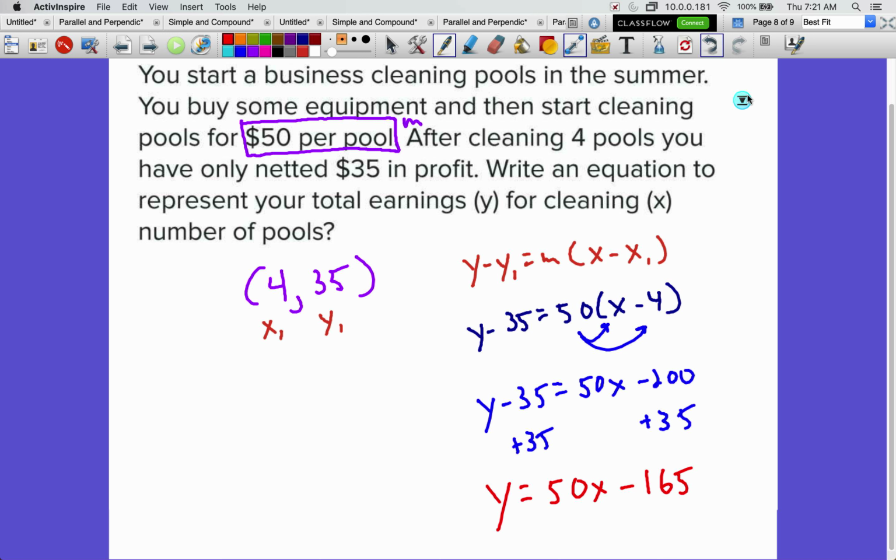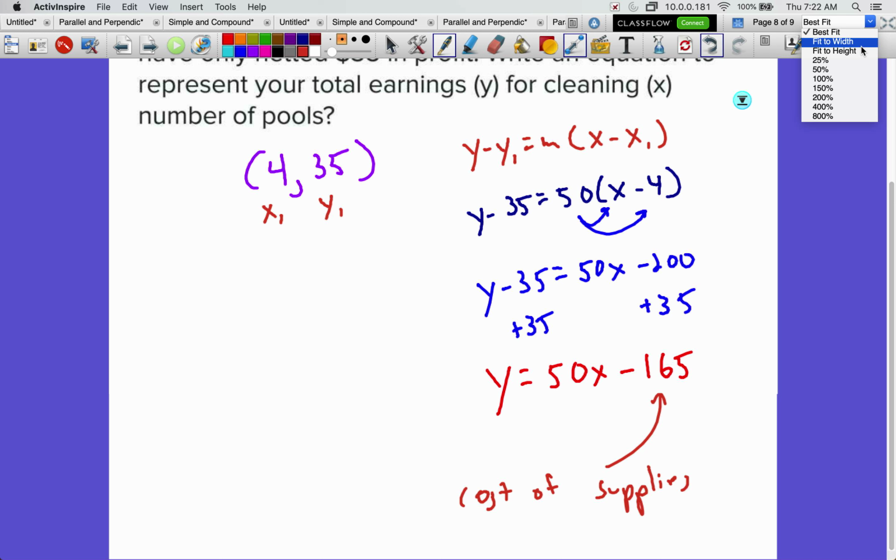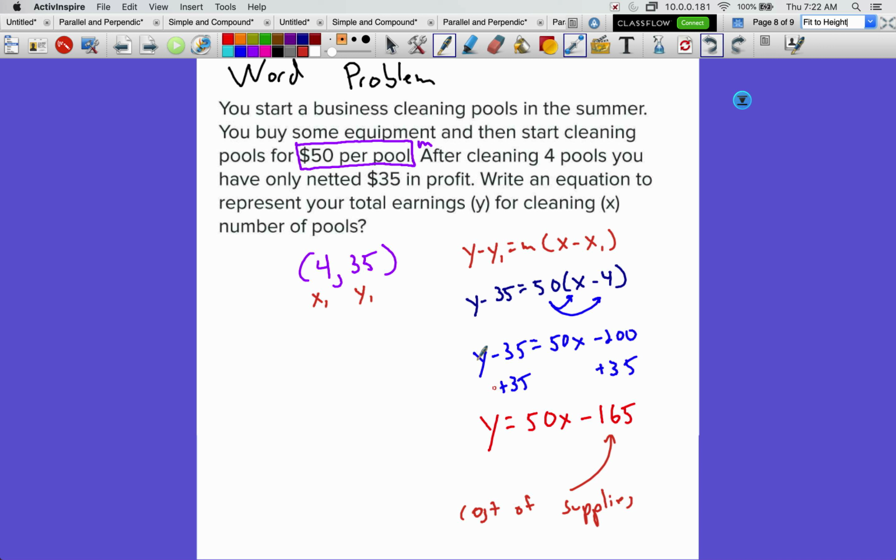What does that 165 represent? That is the cost of supplies. Because remember at the beginning we said we bought some supplies. Well, that has to be factored into our net profit. And so we didn't know what it was until we did the math, but we realized we spent $165 on supplies. So basically for the first 3.5 pools, we were just recouping that investment, and from here on out, it'll be all profit until we have to buy more supplies.